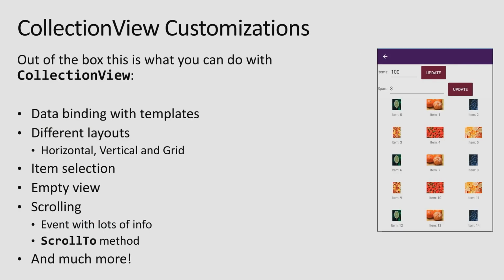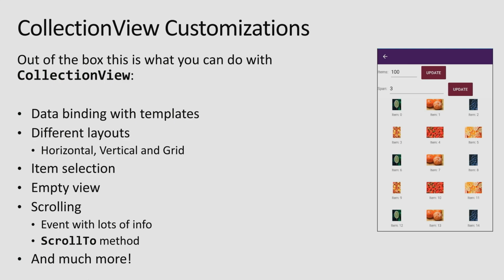These are all the things that you can use today out of the box with collection view. So we have data bindings, and you can use data templates and template selectors, of course. You can use the different layouts. On the right here, you can see the grid layout, for example. You can use item selection, so you can click on one item in the collection view and do your magic on that. You can drill down to a detail view from there.